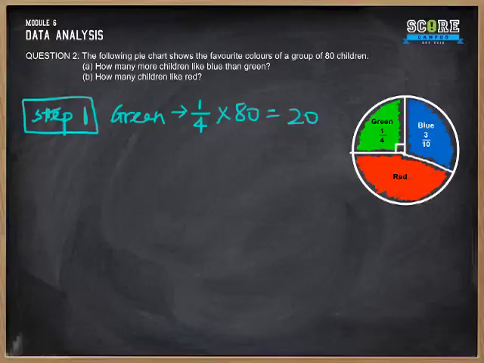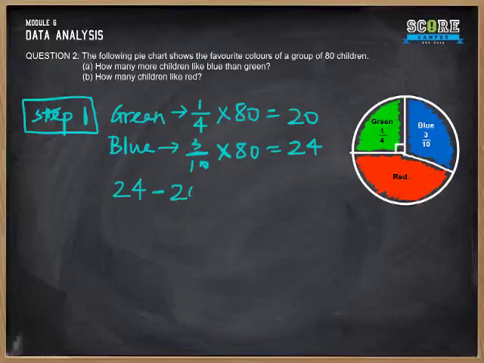Let's do the same for blue. Blue. And what is the fraction over there? Is 3 over 10. 3 over 10 multiplied by 80. Do the math, you get 24. Now let's do a blue minus green, because you want to find out how many more children like blue than green. So it's 24 minus 20, and the answer is 4. And that is your answer for part A of the question.